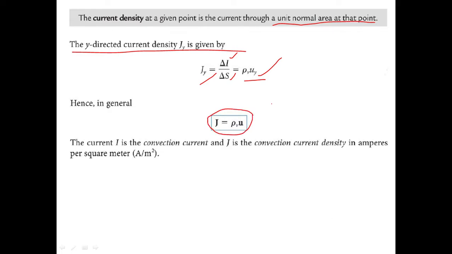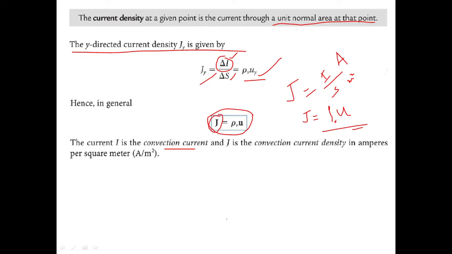As of now, what we knew was that J was only current by surface. Now one more formula for J is rho v into the velocity with which it is moving, that is u. It can be in any direction, so based on that you have to include the direction for J also, right? So the current I is a convection current, and J is the convection current density in ampere per meter square. Since it is I by S, the unit for current is amperes and for surface area it is meter square, so the unit for current density is ampere per meter square, right?